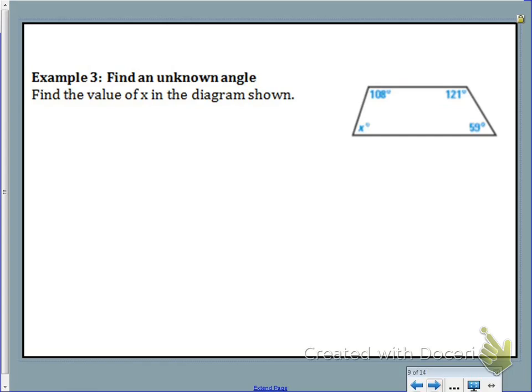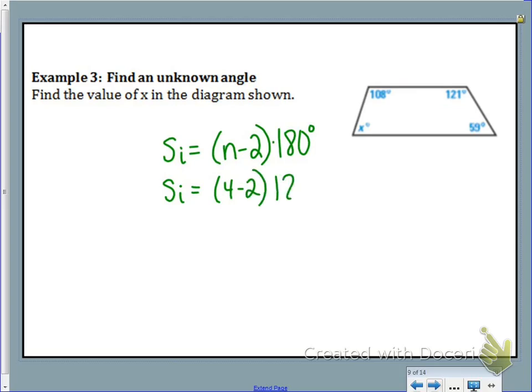All right, example 3. Find an unknown angle. So now what we have here is they've given us a quadrilateral. I know that because it's 4-sided, and we need to find one of the unknown angles. In this case, they called it x. So the first thing we need to know is what these angles should add to be. We're going to go back to that same formula, S sub I equals (n minus 2) times 180 degrees. Now if we simplify this by plugging in 4 for the number of sides and evaluating algebraically, we're going to find that S sub I is equal to 360 degrees.